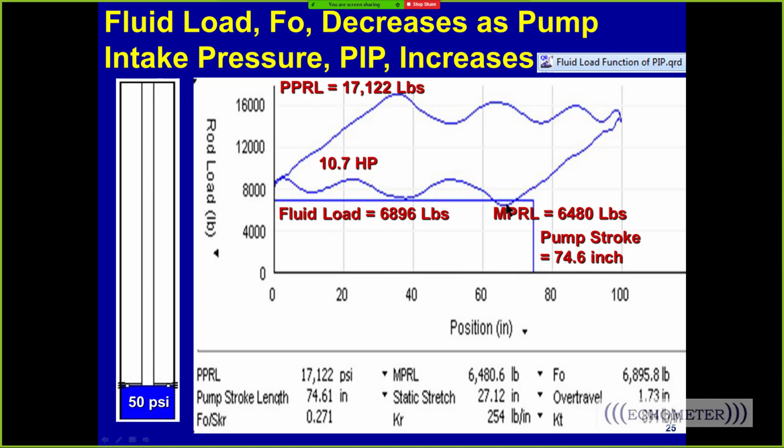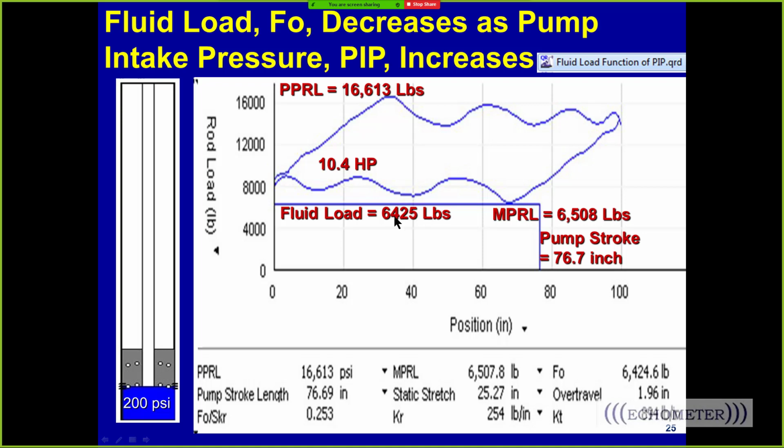I don't have it on the screen here, but if you calculate inch-pounds, you take the stroke in inches times the fluid load, and this is the biggest horsepower. 74 times 689. Okay, and as you change the intake pressure, the pump card load goes down and the inches change. And so to answer this question, we have to calculate the area of the pump card and see how the pump card area changes, and that's the horsepower.